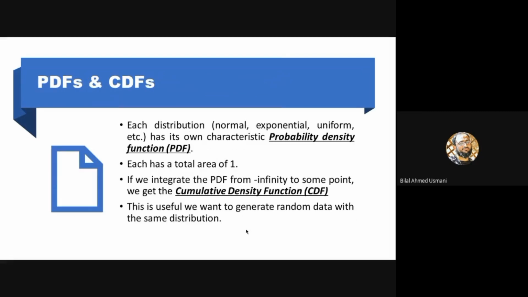So each distribution has its own characteristic PDF. We have seen it in the previous slides. Each has a total area of 1 because it's a probability distribution. So for all of the random variables in the sample space, the cumulative sum of the probabilities of the individual random variables would always equal 1. If we integrate the PDF, or sum it, we will get the CDF. This is useful when we want to generate random data with some distributions.